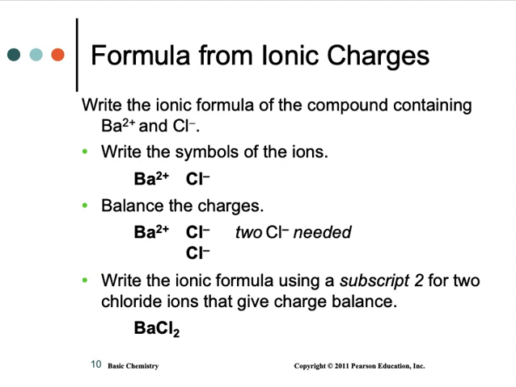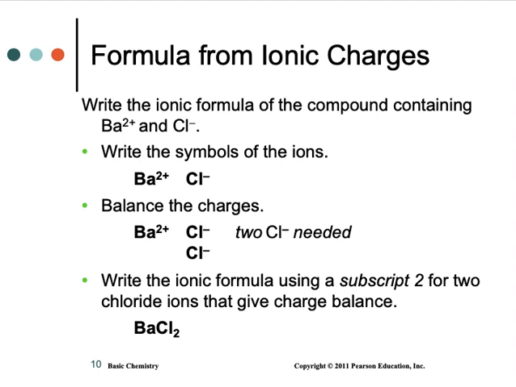Chlorine is in group 7, it's negative 1. So put them together. How many of the smaller number do you need to balance with a bigger number? Okay, so which one is the bigger number? In this case, it's the positive. I have a positive 2.